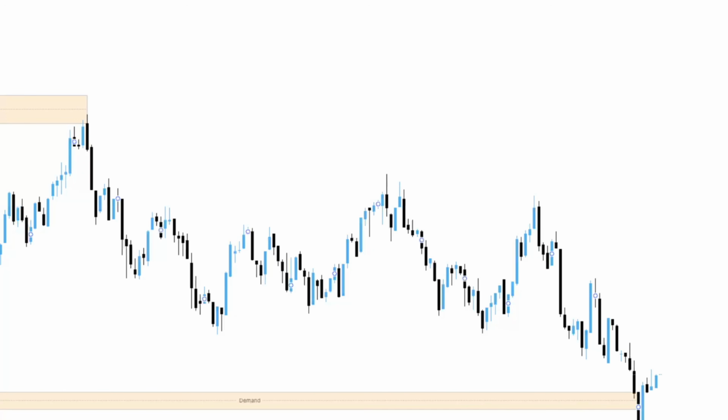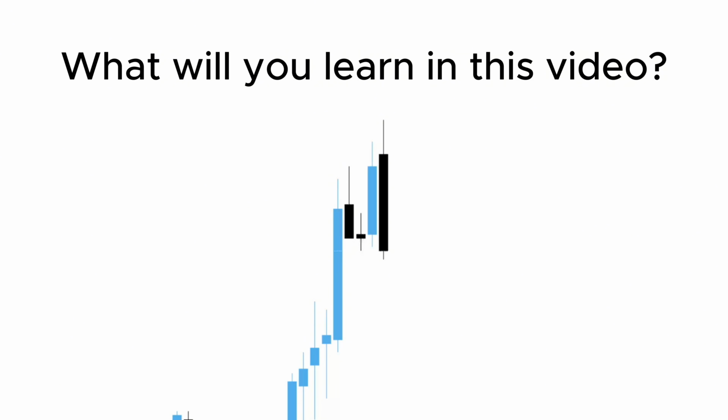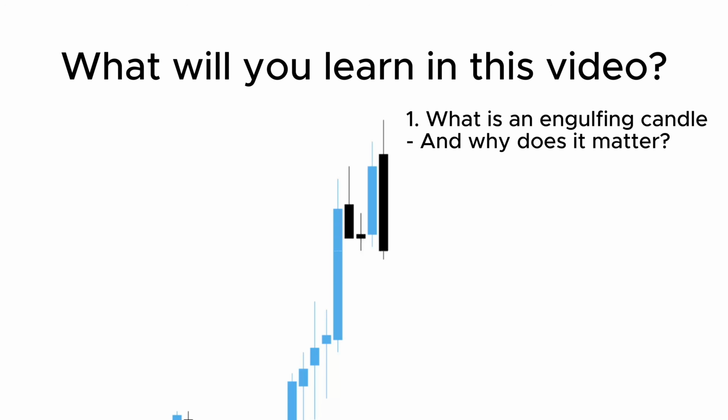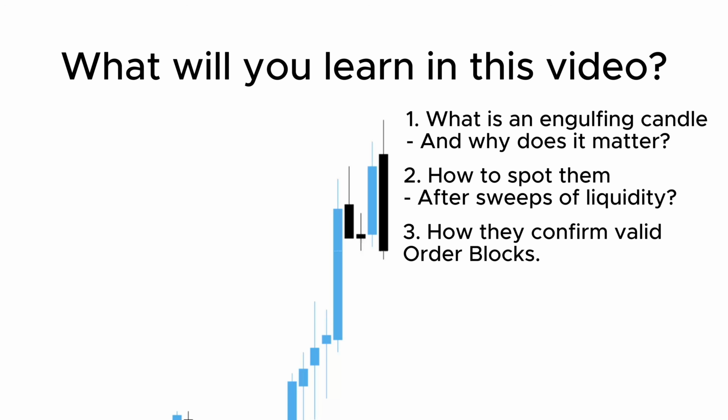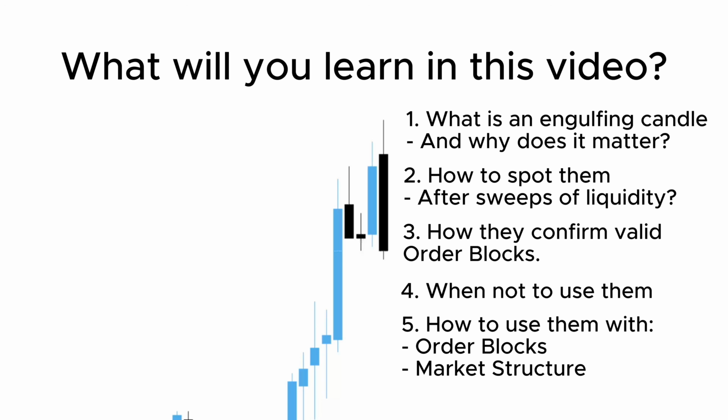So without further ado, what will you learn in this video? 1. What is an engulfing candle and why does it matter? 2. How to spot it after sweeps of liquidity. 3. How it confirms valid order blocks. 4. When not to use it, especially in mid-range chop. And 5. How to use it in combination with order blocks and correct use of market structure.